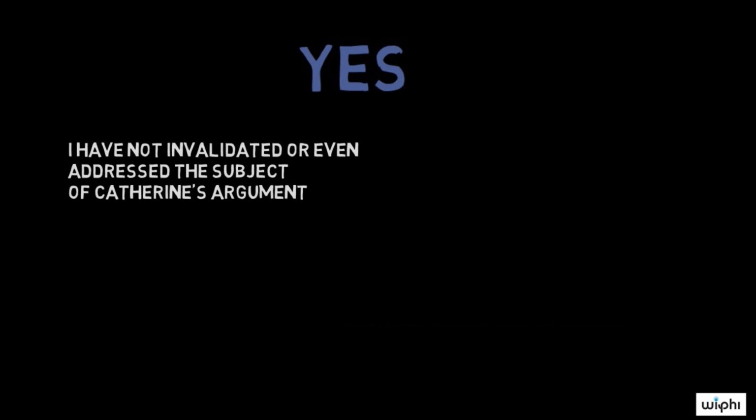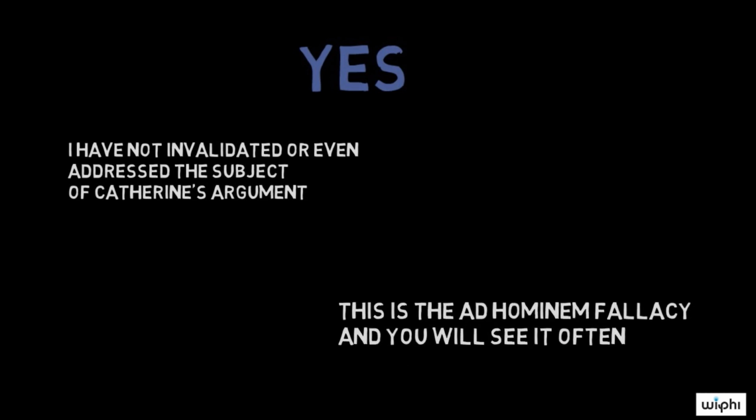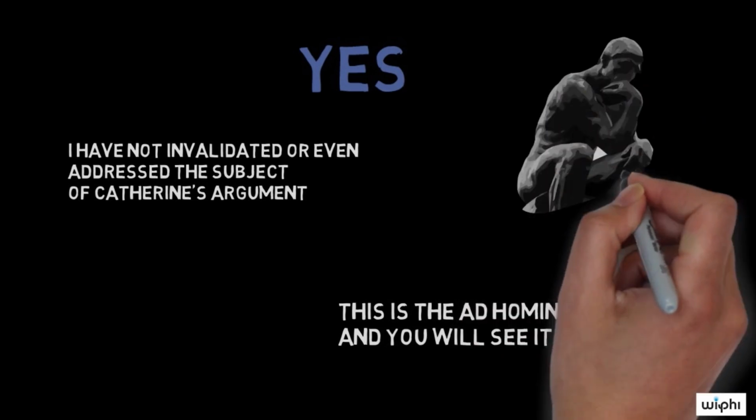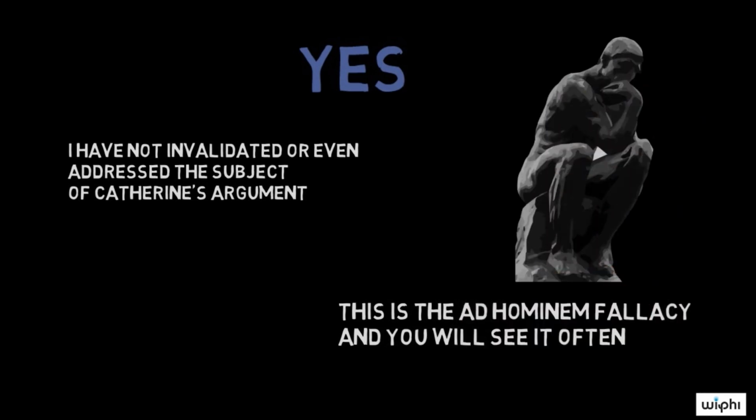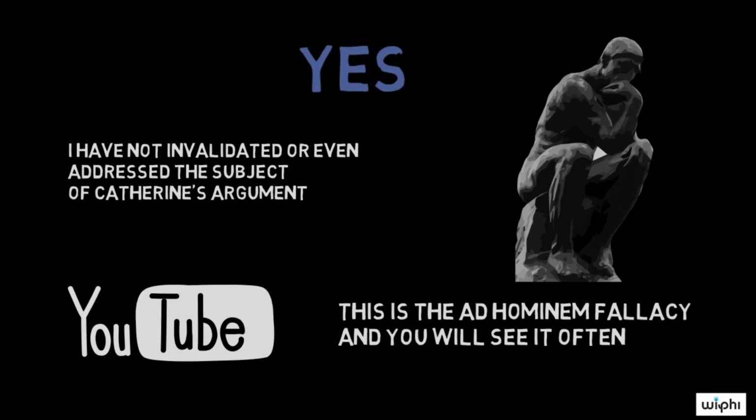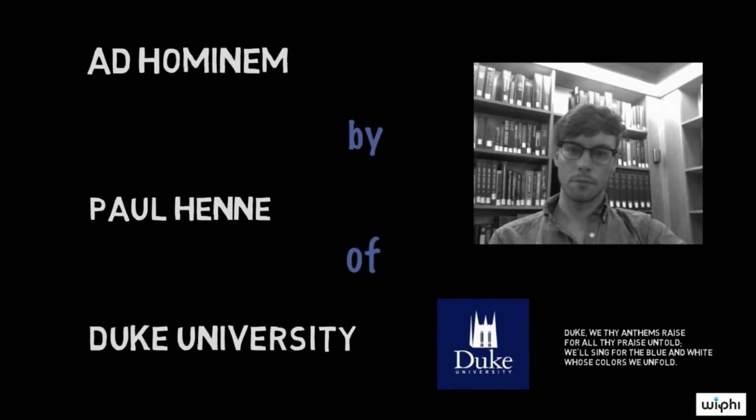Have I committed an informal fallacy in these cases? Yes, I have not invalidated or even addressed the subject of Catherine's argument. Rather, I have personally attacked her standing and character. This is the ad hominem fallacy, and you will see it often. It is important to note also that philosophers have many questions and concerns about this fallacy and when a person's standing and character are relevant to an argument. But we will have to save these questions for another video.